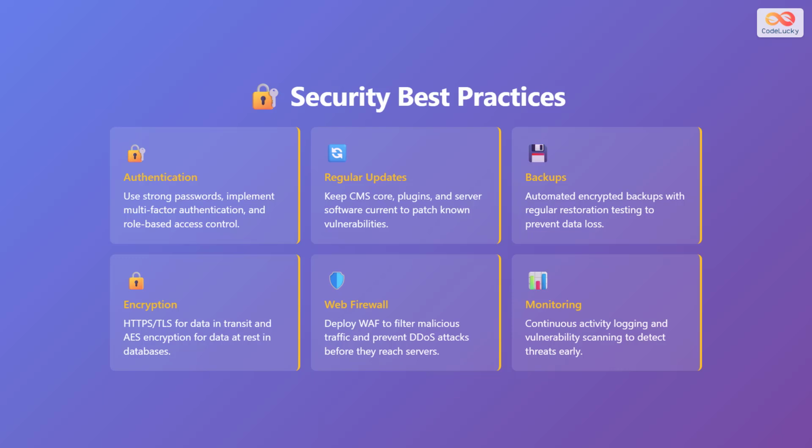Encryption protects data in transit using HTTPS and at rest in databases using AES encryption. A web application firewall filters malicious traffic and prevents DDoS attacks before they reach your servers. Finally, continuous monitoring and logging helps detect threats early by tracking all activity and running regular vulnerability scans.